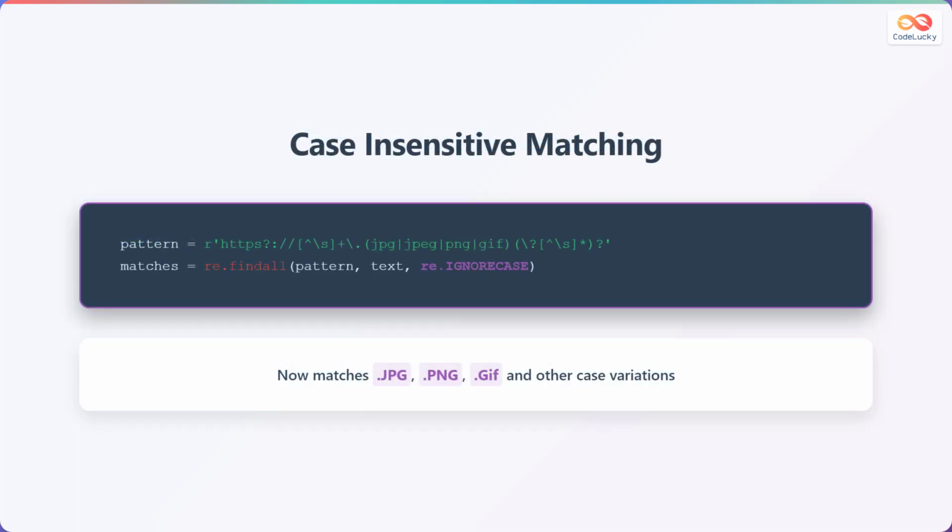To perform case-insensitive matching, which means matching both uppercase and lowercase versions of the extensions, modify the Python code as follows. The pattern variable is defined as a raw string: https?://\S+\.(jpg|jpeg|png|gif)\S*. Then, set matches equal to re.findall, passing in the pattern and text variables as well as re.IGNORECASE. This modification now matches .jpg, .png, .gif, and other case variations.